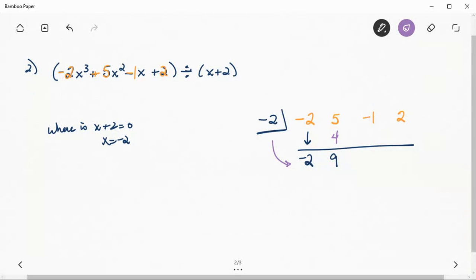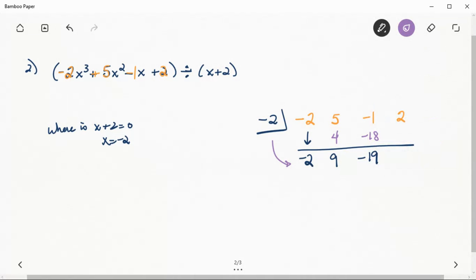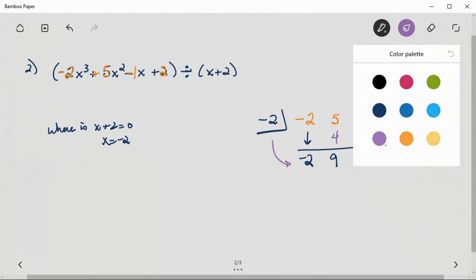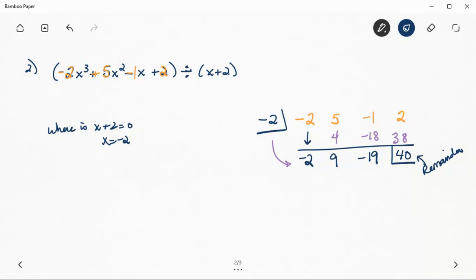And we multiply again. -2 times 9 is -18. -18 minus 1 is -19. Multiply one last time. -2 times -19 is 38, which means our last number, 38 plus 2, is going to equal 40. Boxing that off, again, this is our remainder. Okay, this time it is not 0. We actually have a number for a remainder, so we're going to be using that in our final answer.